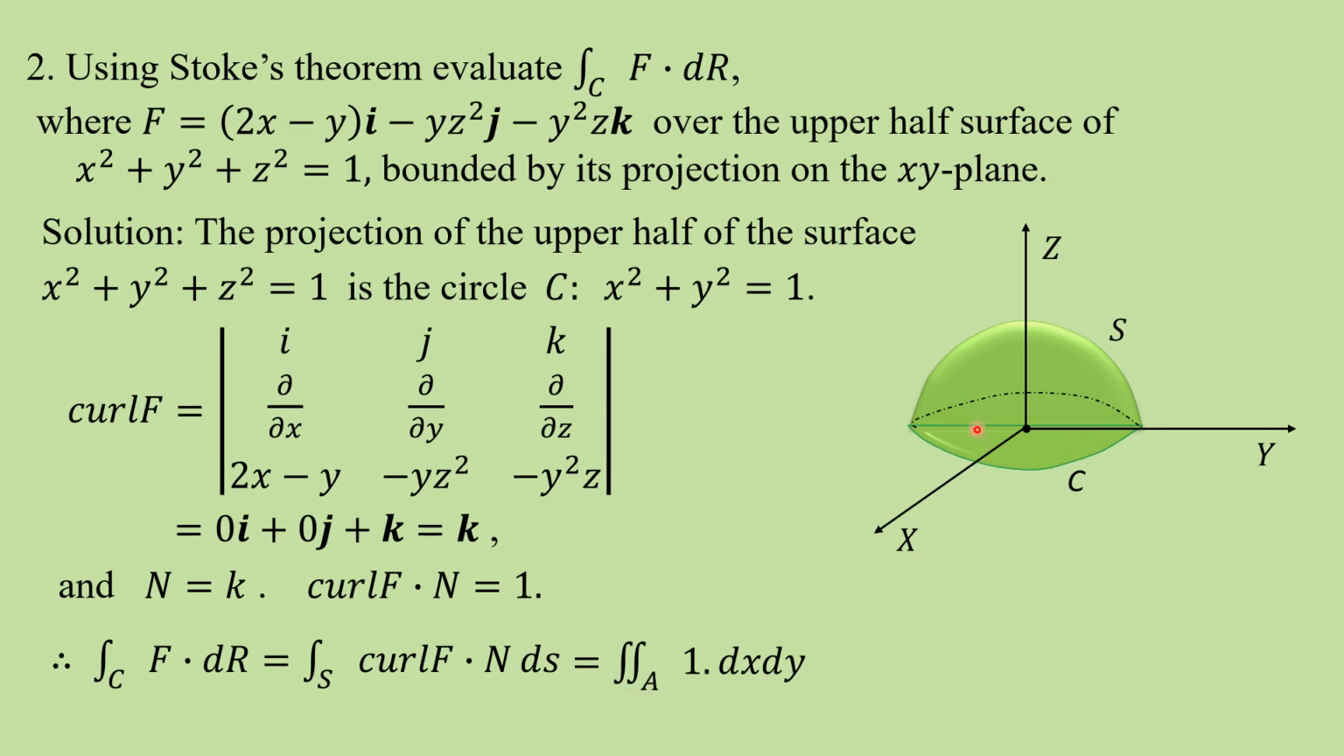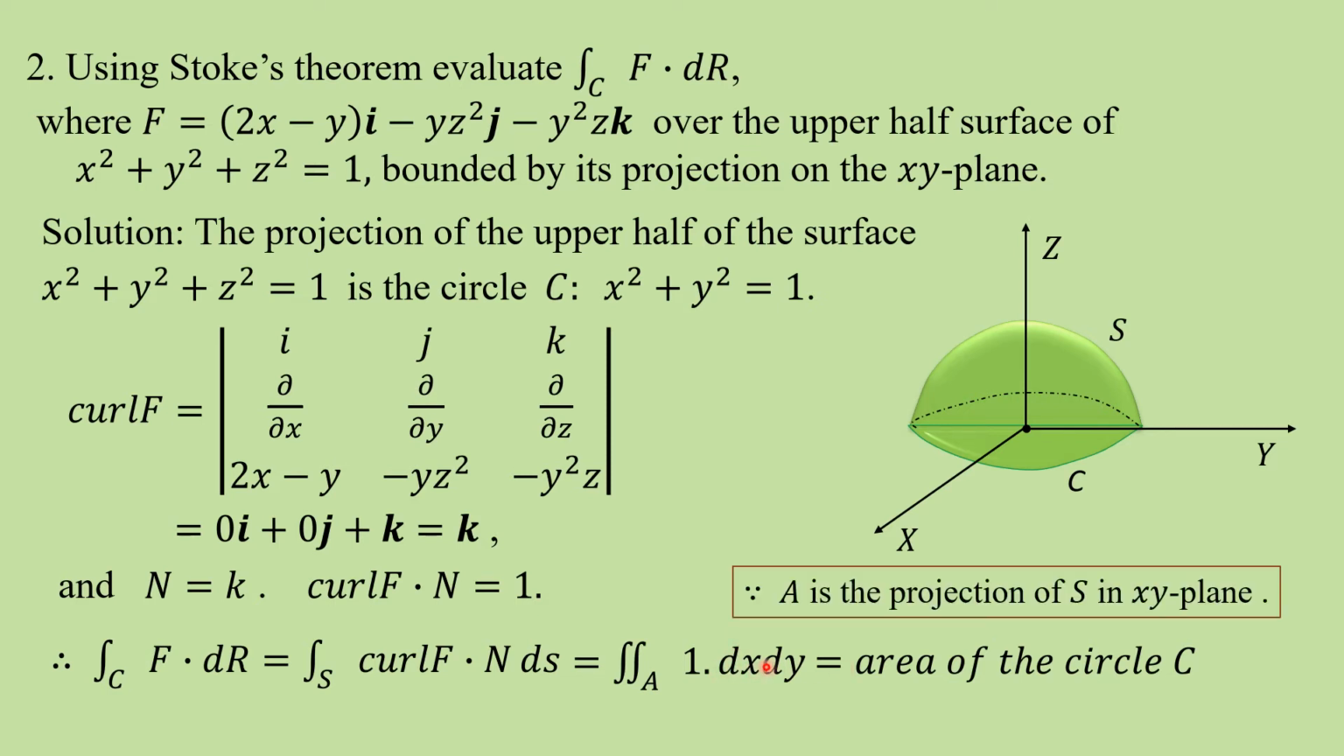So here A is nothing but a circle. The projection of the sphere here is nothing but a circle. So that's why this is nothing but the area of the circle C. So what is A? It is the projection of S in the xy plane, means that is a circle centered at origin with radius 1. So all of you know that the area of a circle centered at origin with radius r is pi r square. Here radius is 1, so it is pi into 1 square, that is pi. So the answer is pi.